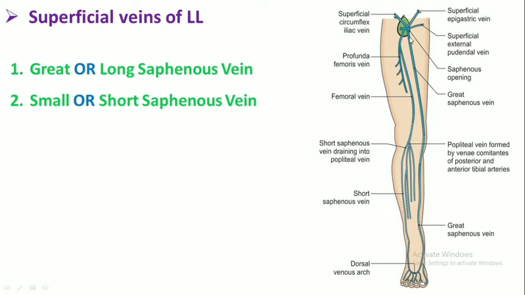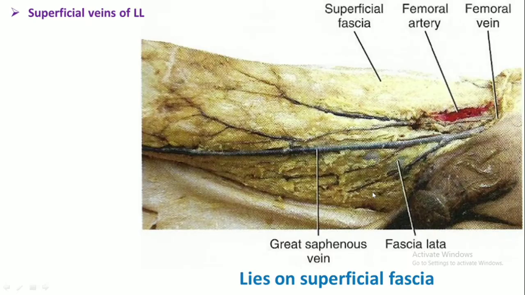Here, this is the great saphenous vein. This is the short saphenous vein. What are the clinical features? These superficial veins lie in the superficial fascia. This is the superficial fascia of the thigh. This fat is the most important feature of the superficial fascia. This is the great saphenous vein. You can see clearly, it drains into the femoral vein.